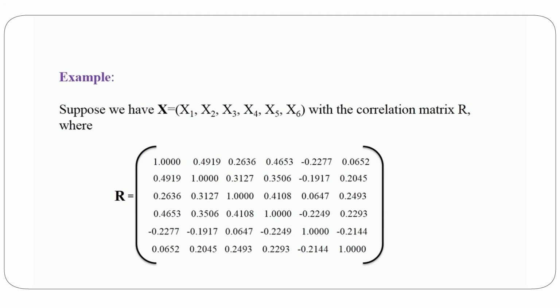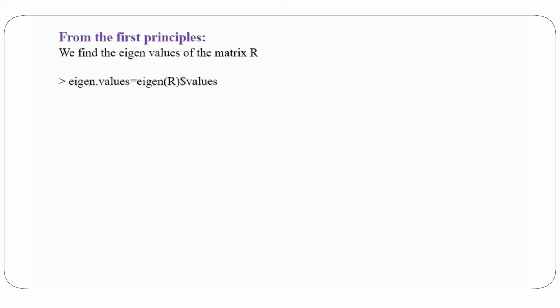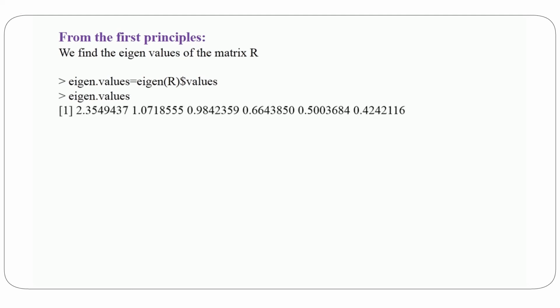So, next we look at another example. Here we have x to be a vector of 6 variables with the given correlation matrix R. So, from first principles, we first find the eigenvalues corresponding to the correlation matrix R using the R command eigen and then extracting the values. So, these are the eigenvalues in decreasing order of magnitude.